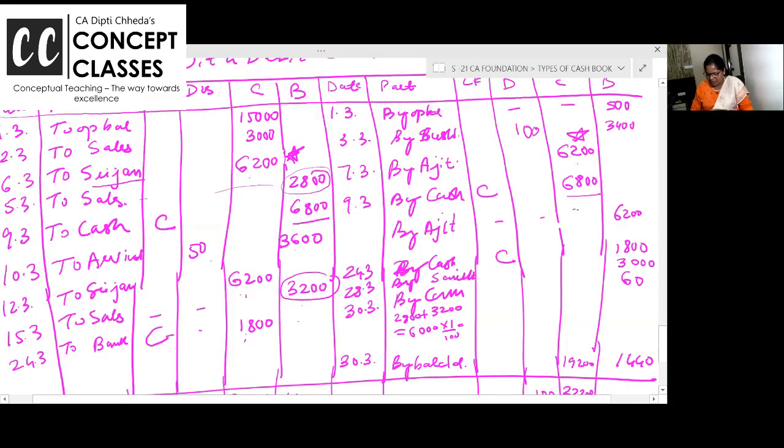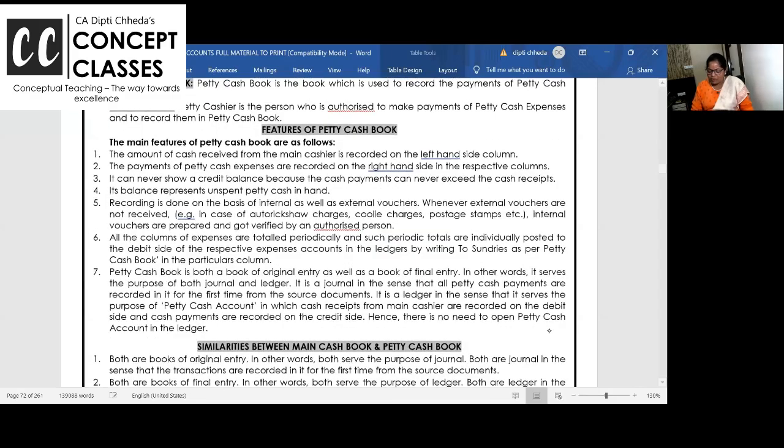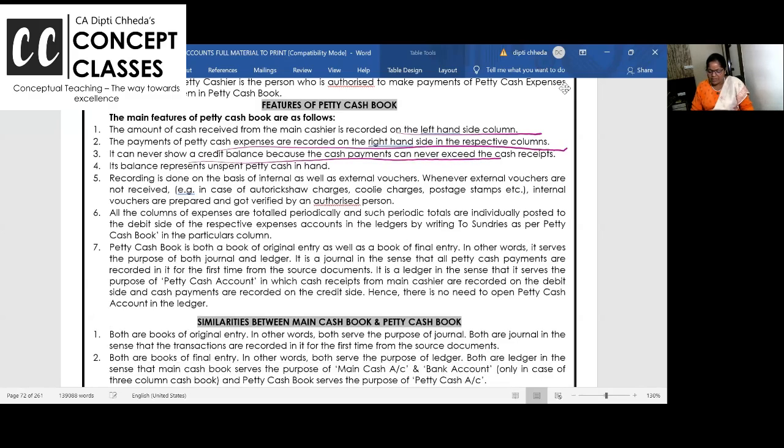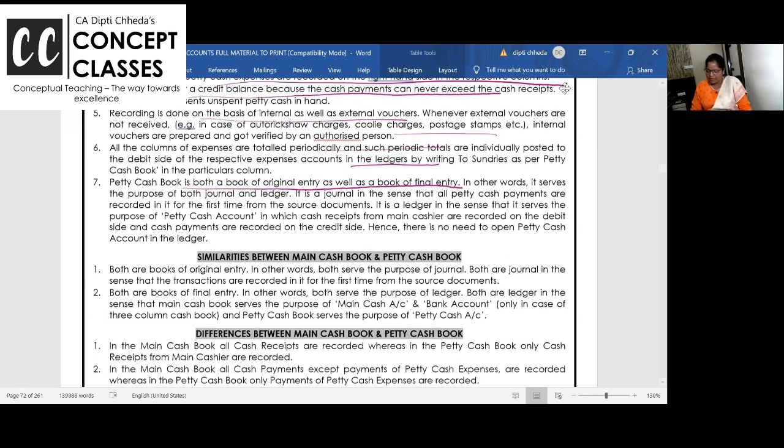So both the types of the petty cash book, one problem we will do. Just one is enough, because not much it is asked, but we can't ignore this topic also. It's nice. Amount of cash received from the main cashier is recorded on the debit side. All payments are recorded on the credit side. It can never show a credit balance because cash cannot exceed. And you have to record all the transactions. All columns are totaled. And petty cash book is both original book as well as final book, because wahi ledger hai, wahi cash book hai, right?